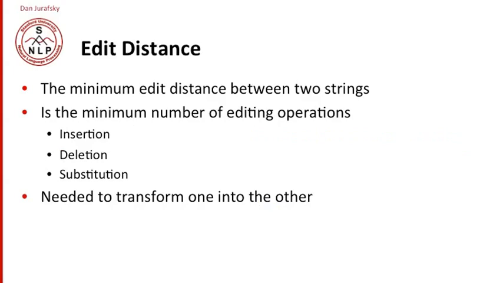The minimum edit distance between two strings is the minimum number of editing operations, insertion, deletion, and substitution, that are needed to transform one into the other. And we generally use these three editing operations, insertion, deletion, and substitution. You can imagine more complicated transpositions and long distance movements, but we tend to avoid those.